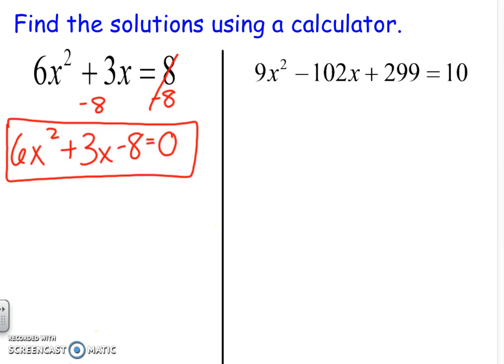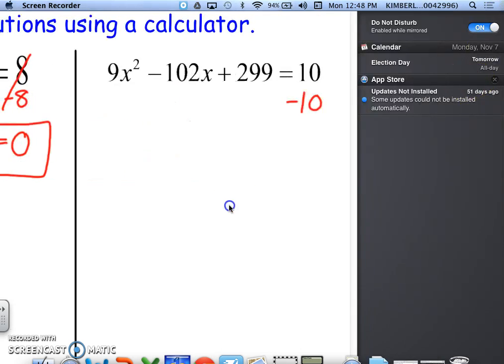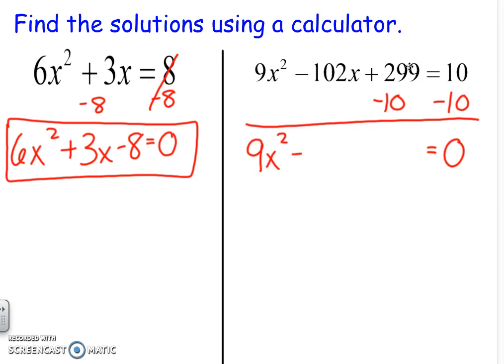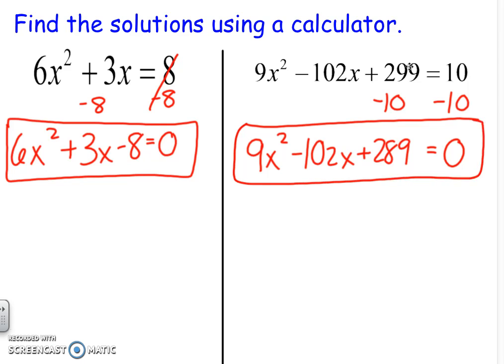So the most important thing is to make sure that you've got everything on the same side. So let me go ahead and do this step as well. I need to move this 10 to the other side by doing the opposite of a 10, which is a -10. Since this is a number, I'm going to do it under its like term, which is this one right here. So then I have 0, and I have 9x squared minus 102x plus 289. Okay, so now I have each side equal to 0, and I can do those steps in the calculator.